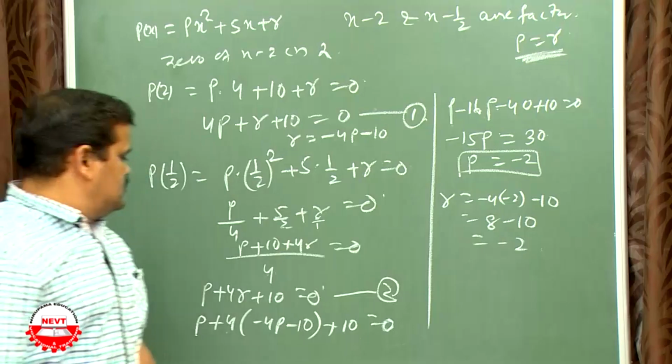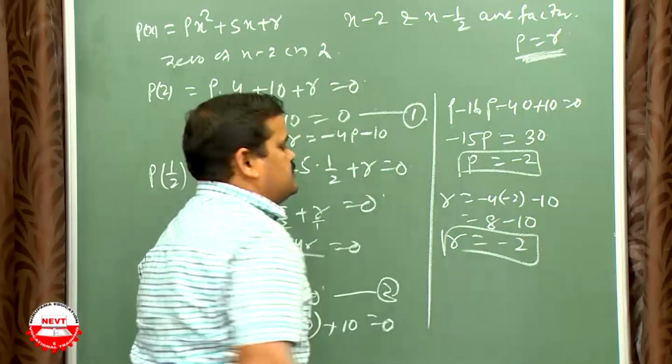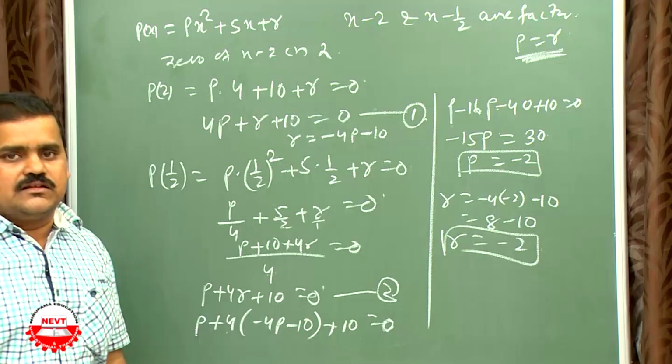So you got the value. p is equal to minus 2, r is equal to minus 2. That means p is equal to r. It's okay.